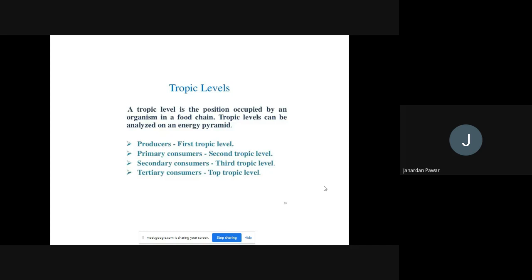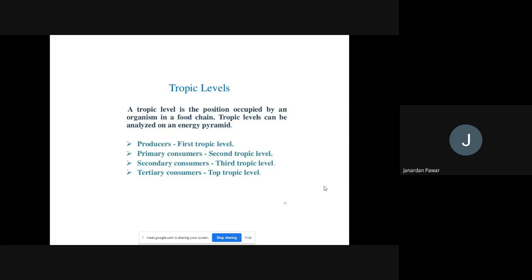There is one chain, as I told you, I have shown you the food chain. So in that food chain, whatever position is acquired by an organism, that particular level is called a trophic level. And trophic level can be analyzed on an energy pyramid. So as far as that energy pyramid is concerned, the trophic levels are decided like this. If we think about producers, those are the first trophic level. Then primary consumers can be called the second trophic level. Secondary consumers are the third trophic level. And the fourth one, that is tertiary consumers, is called the top trophic level.